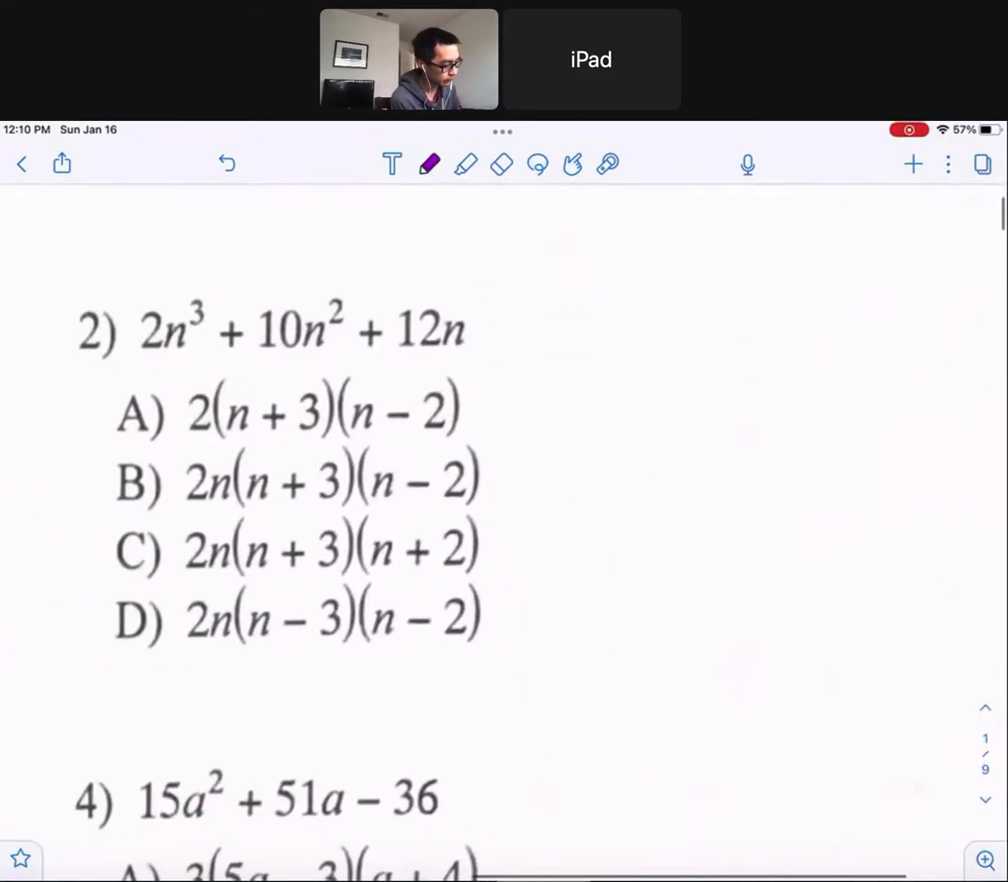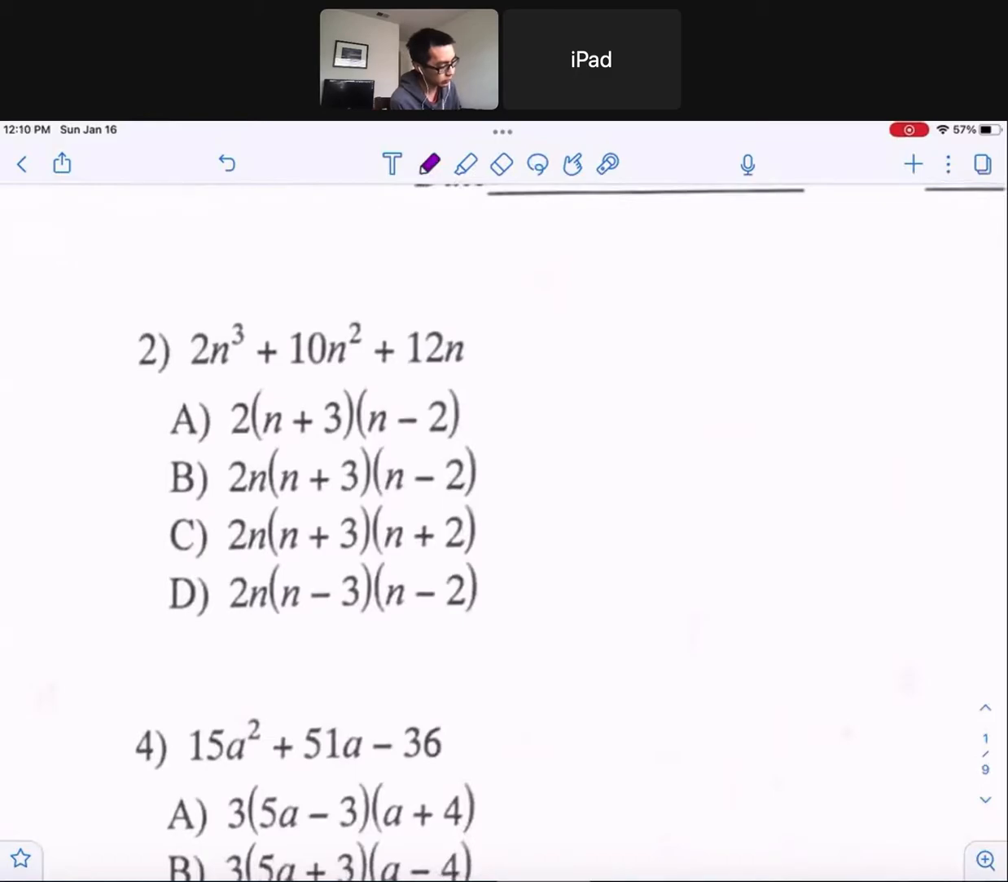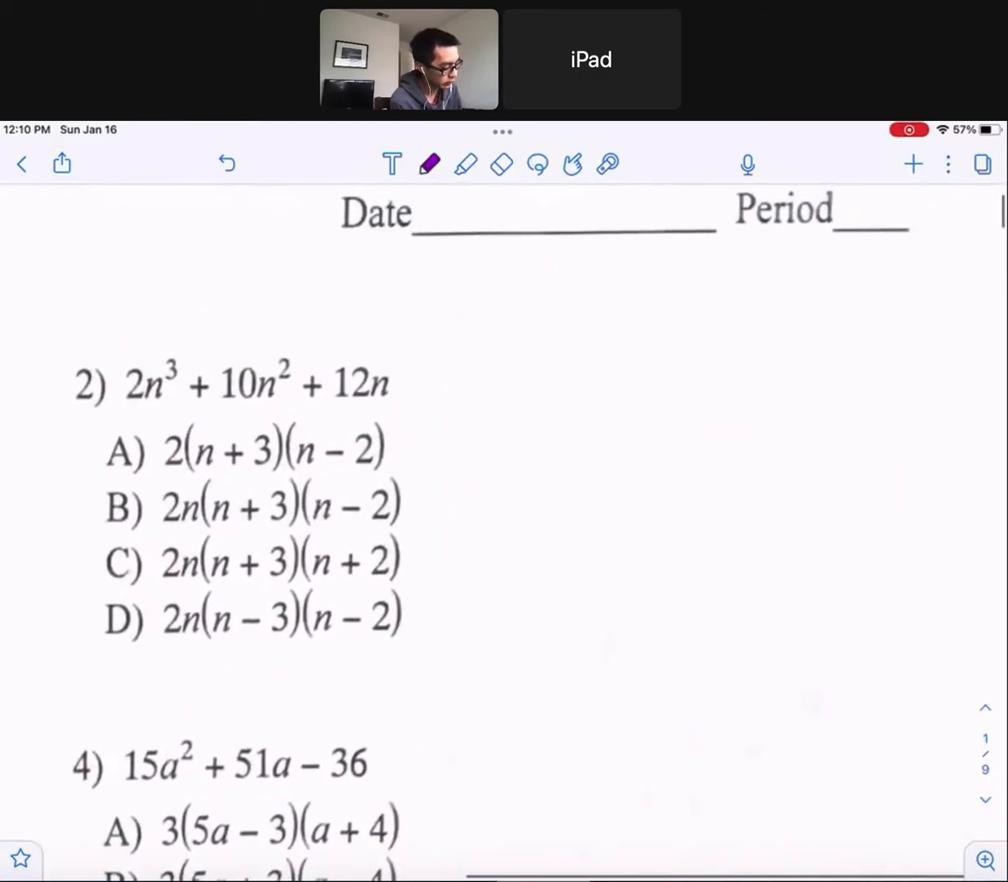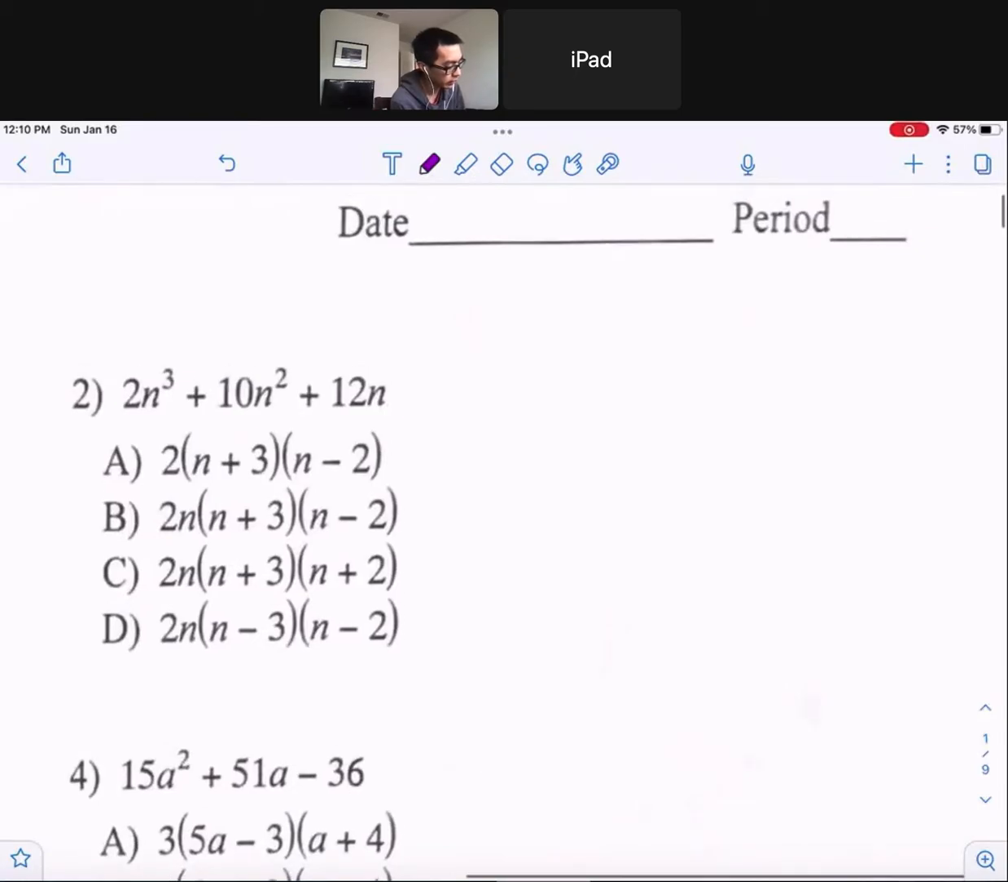Number 2. Okay, this one. Now, one thing that you should recognize is that you can factor or divide each term by 2 and factor each term by n. So we can factor out a 2n, so divide each one by 2n. We're left with n squared plus 5n plus 6.